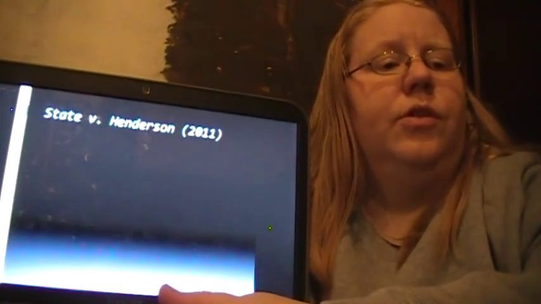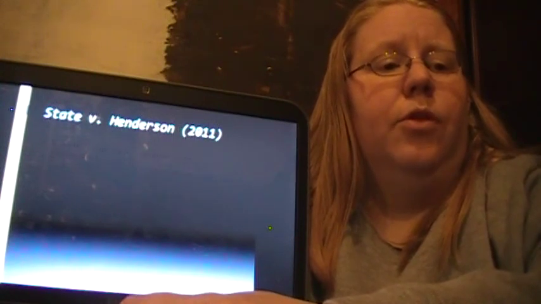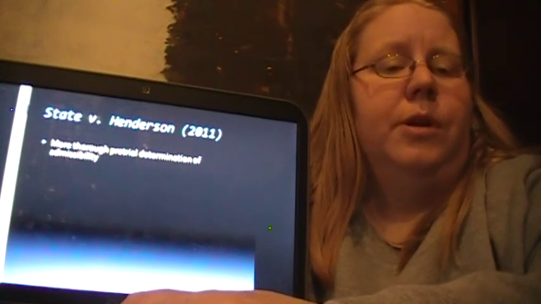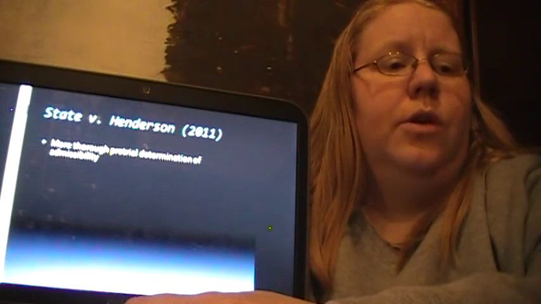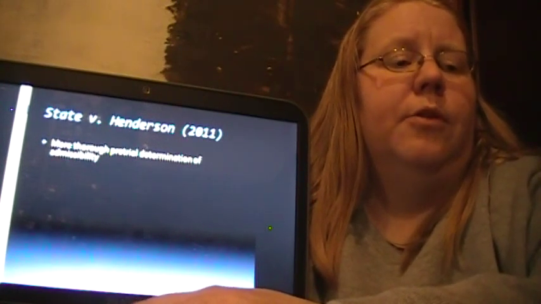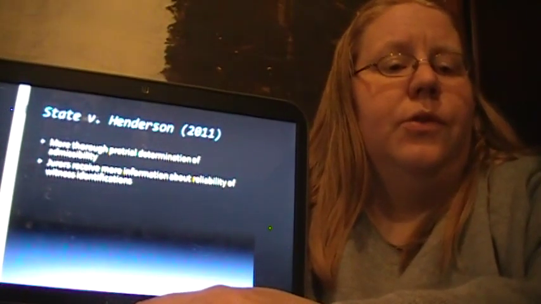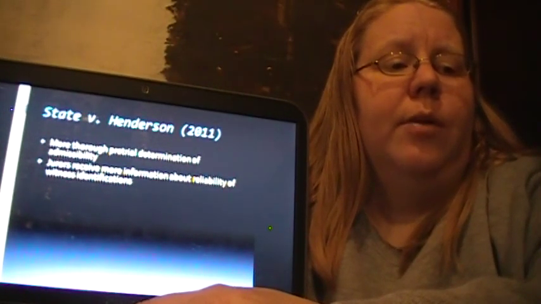New Jersey's courts decided State v. Henderson. Henderson required a more thorough pre-trial determination of admissibility. The jurors received more instructions about the reliability of the witness's identification. Henderson also deemed the Manson standards unreliable.